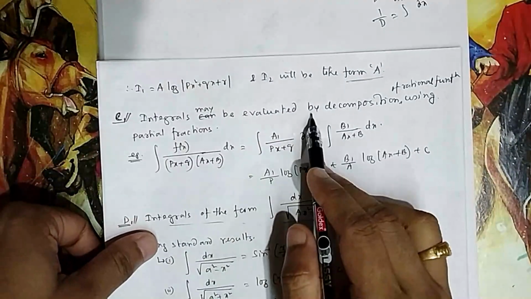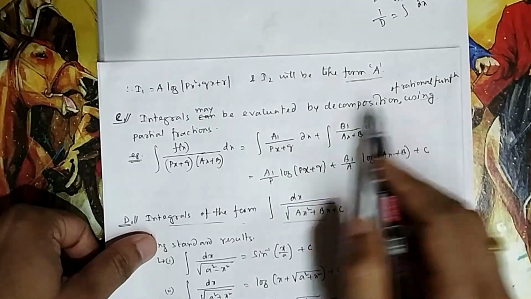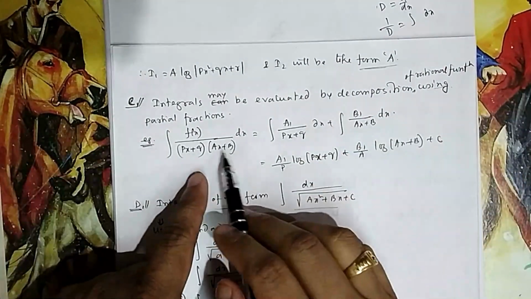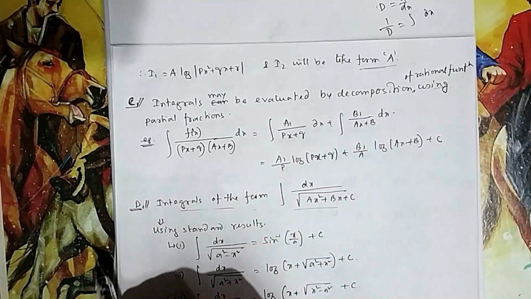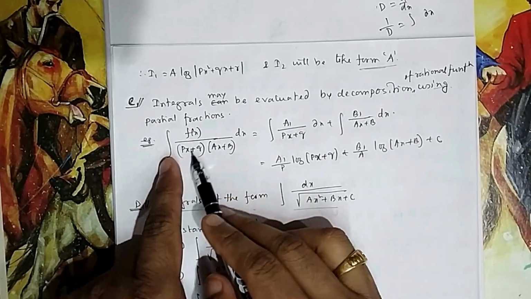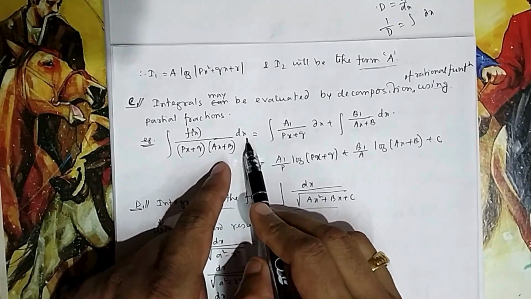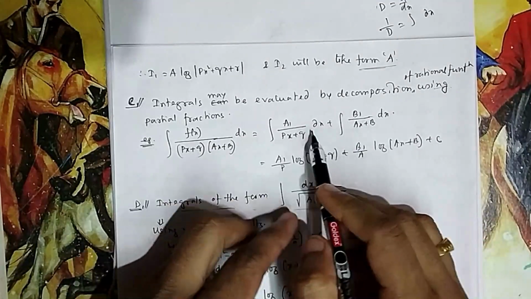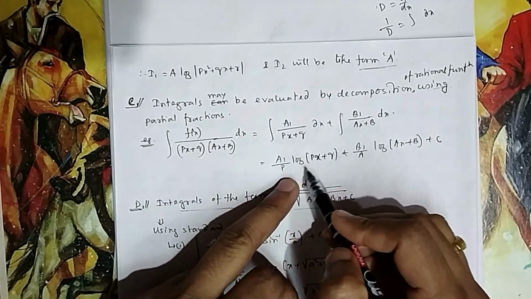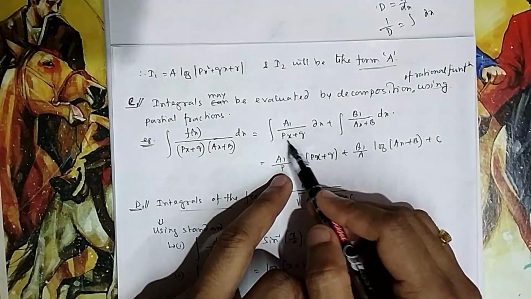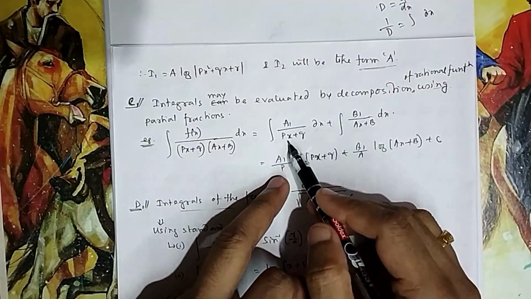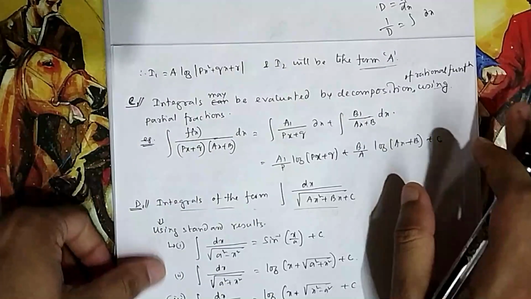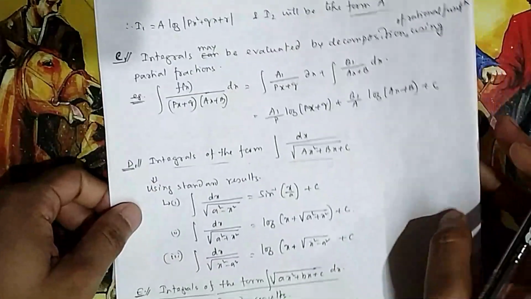Now the integration may be evaluated by decomposition of the rational function using partial fractions. We have discussed partial fractions; you can check that out, how to find partial fractions. For f(x) by (px plus q) times (ax plus b) dx, you can segregate it into a1 by this and b1 by this. So this one's integration will be a1 times log of this, divided by p, because of the division by the coefficient. You can use partial fractions wherever it is possible.